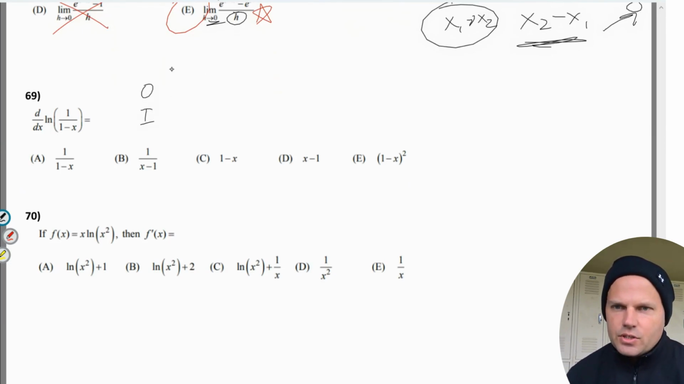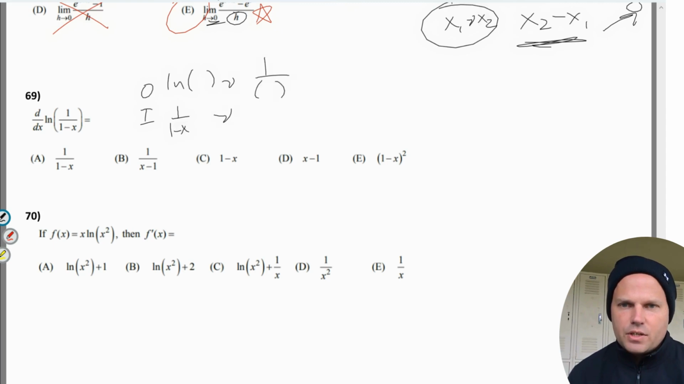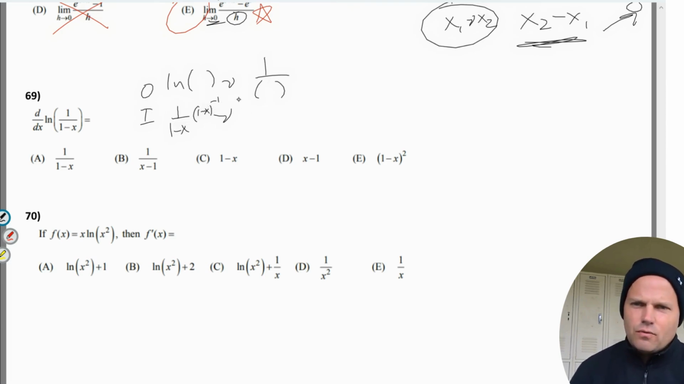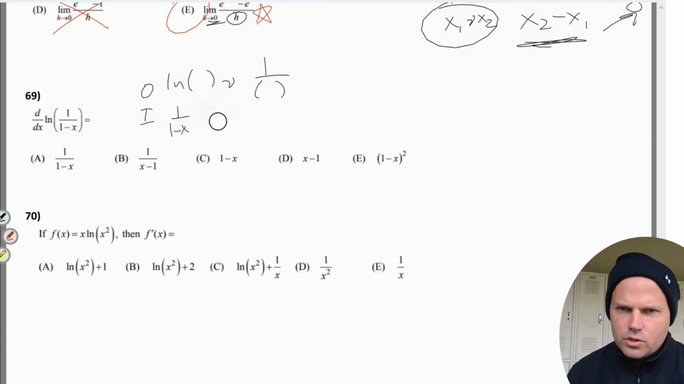Okay, O and I, but this is a little bit trickier because I'm probably going to either use the quotient rule or rewrite. I'm going to rewrite because it's going to be easier to take the derivative of 1 minus x to the negative first. But that also involves a chain. Let's just go ahead and do the quotient rule. Let's do the quotient rule just to make sure we're good with that.